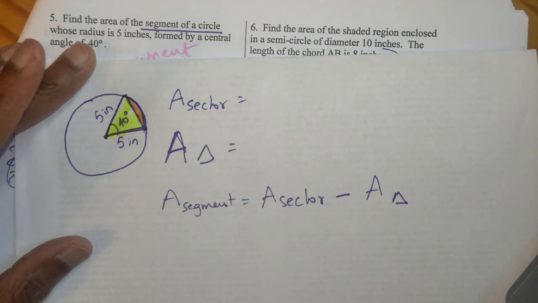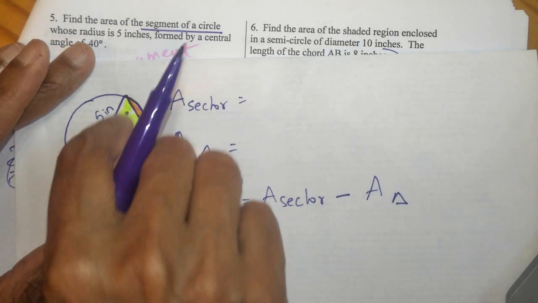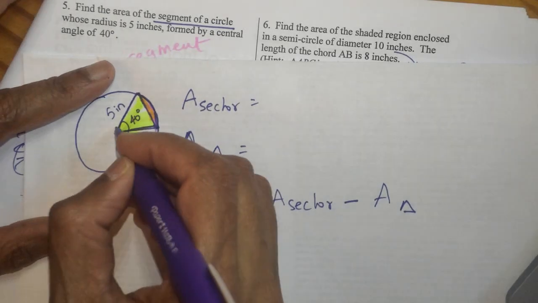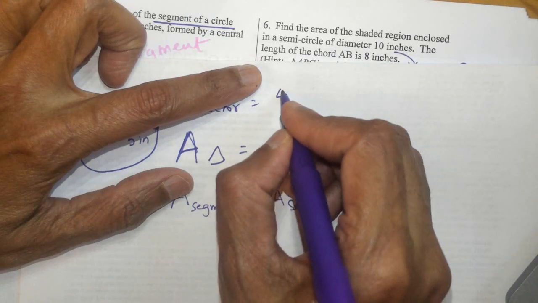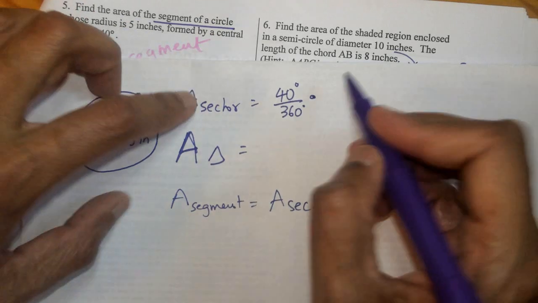Okay, so let's see if I can find the area of a sector. Yes, you should be able to, because this is going back to your geometry days. This yellow thing, yellow plus pink, is a part of a circle. What part of the circle is it? My entire circle is 360 degrees, 40 degrees is part of it.